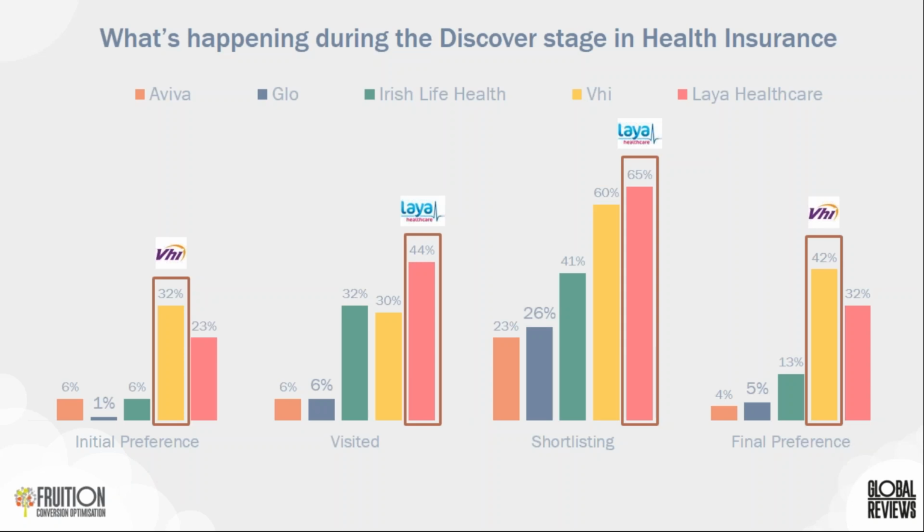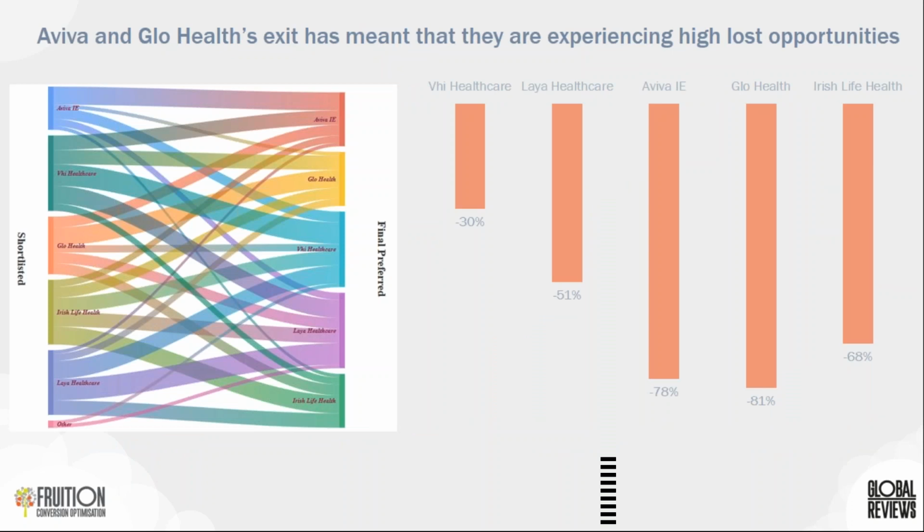So kind of taking that shortlisting and final preference, we can see in detail here what's going on. The Sankey chart on the left shows what's happening from that shortlisting to final preference, and it gives us an indication of those who shortlist that brand, and then of those consumers, who they actually go on to choose as a final preference. And this is their lost opportunity.